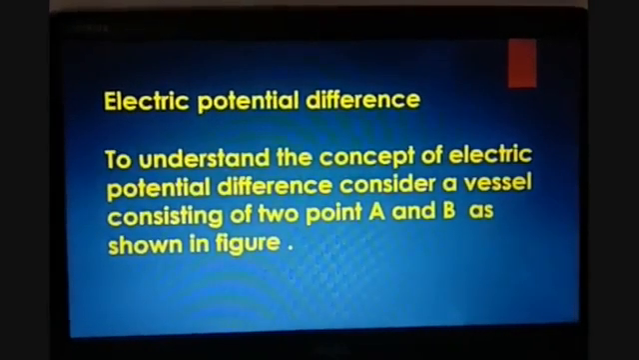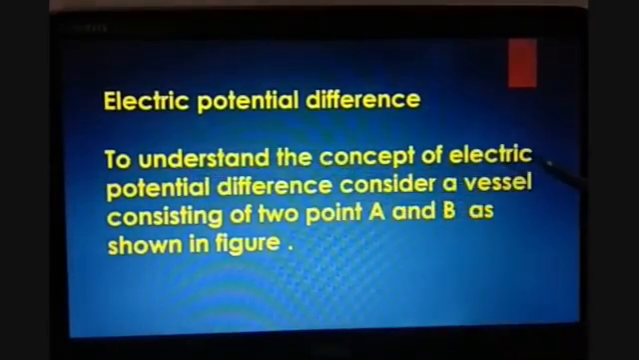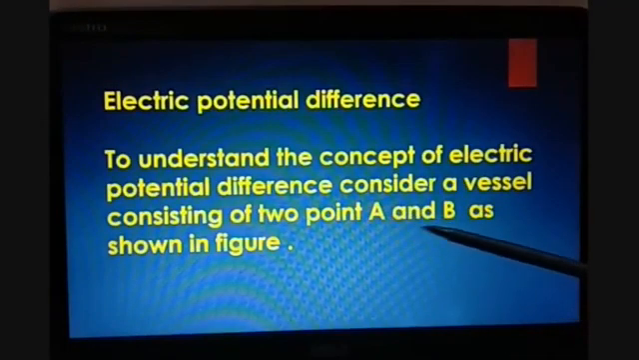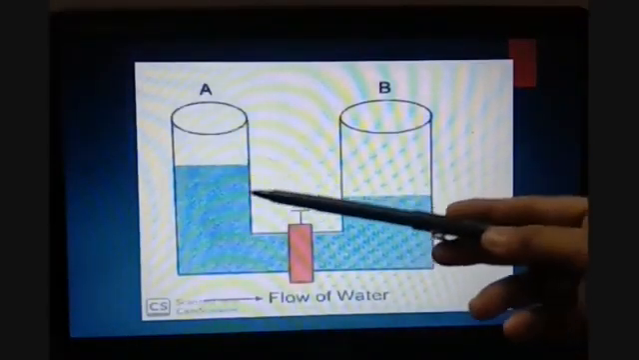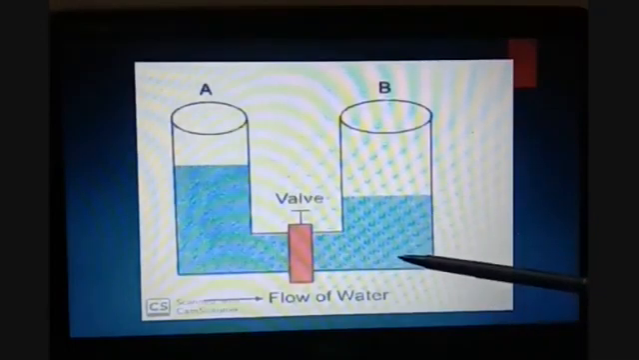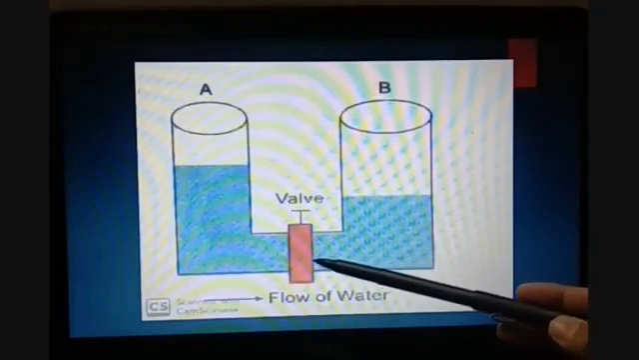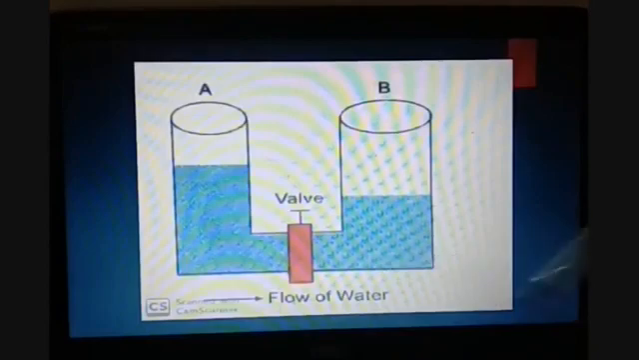Electric potential difference. To understand the concept of electric potential difference, consider a vessel consisting of 2 portions A and B, as shown in the figure here. This is one container having 2 portions A and B, and in between there is a valve, and this container has water in it.